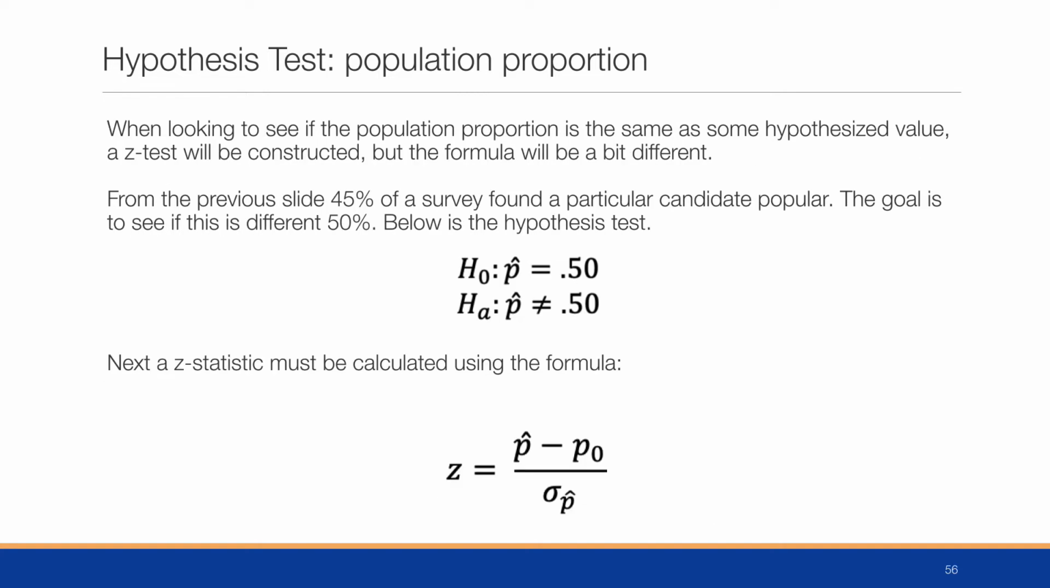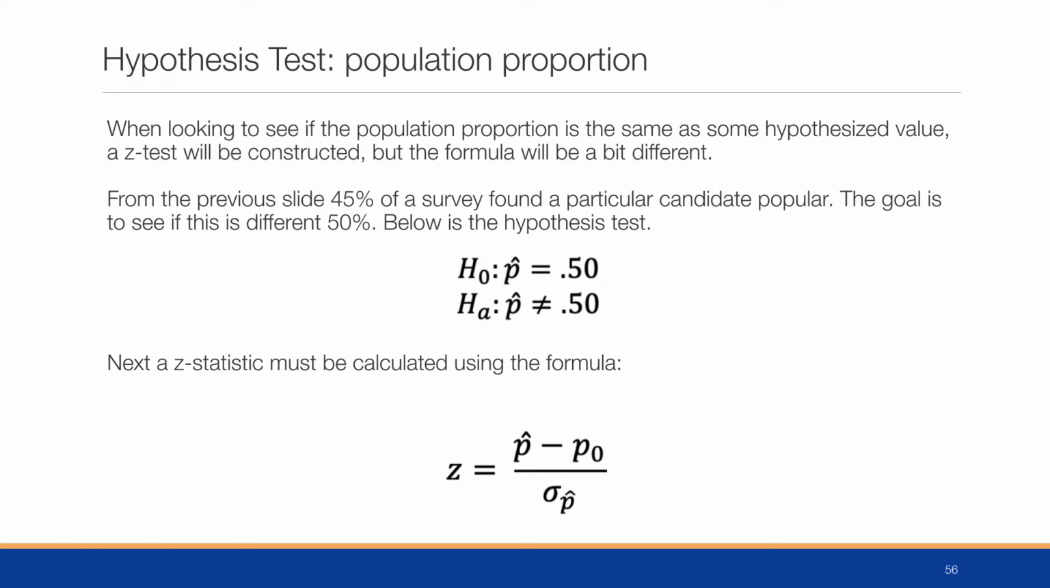When looking to see if the population proportion is the same as some hypothesized value, the z-test will always be used. And the reason is because we will not have a standard deviation. We're not going to have two parameters that need to be estimated. From the previous slide, 45% of a survey found a particular candidate popular. The goal is to see if this is different from 50%.